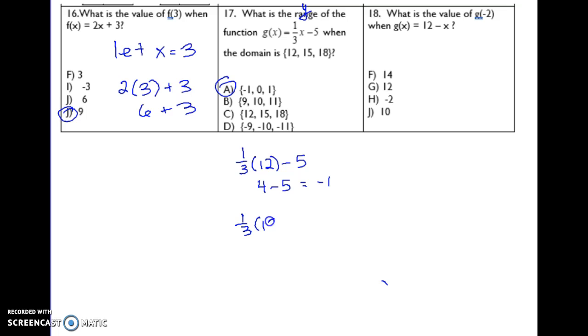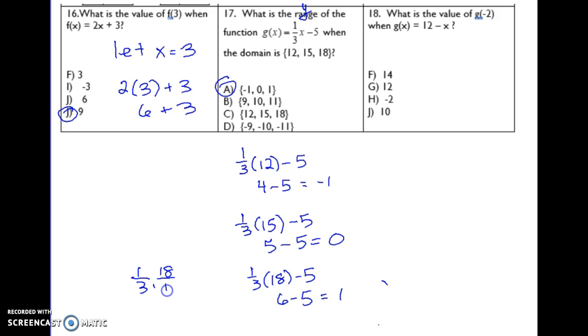1/3 times 15 minus 5 would be 5 minus 5, which is 0. So there's my second one. And then 1/3 times 18 minus 5 would give me 6 minus 5, which is 1. Okay, remember with fractions, you just go straight across too. 18, we're going to put that over 1, 18/3, and that's how I get my 6.